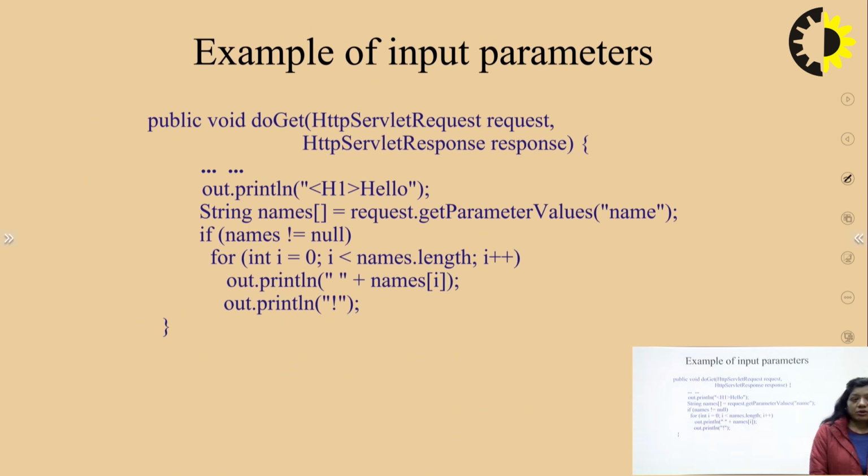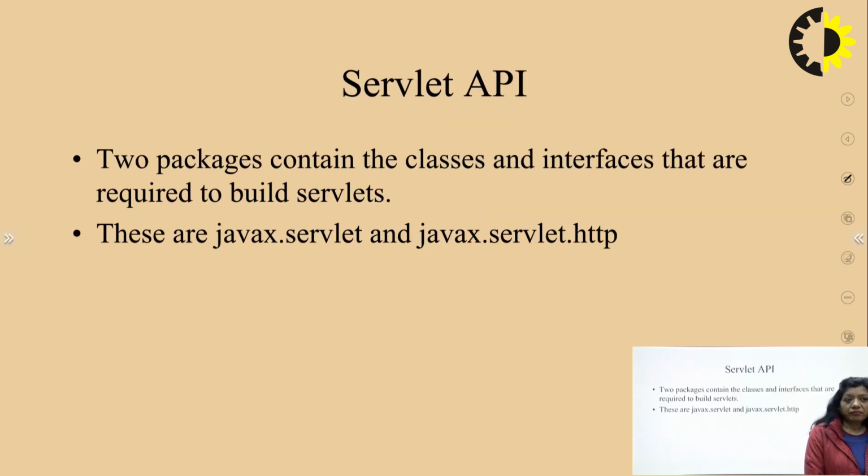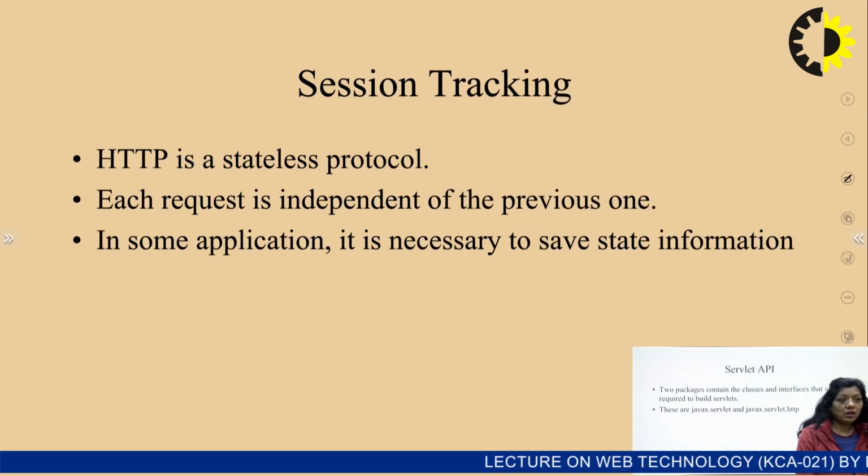So this is the example of input parameters and Java reviewing data from the string or parameter value, which we retrieve in the form of a string. Frequently these strings represent numbers and you want the numeric value. Similarly for short, float and long. These can throw a NumberFormatException, which is a subclass of RuntimeException. Now the servlet API: two packages contain the classes and interfaces that are required to build servlets. These are the packages javax.servlet and javax.servlet.http.